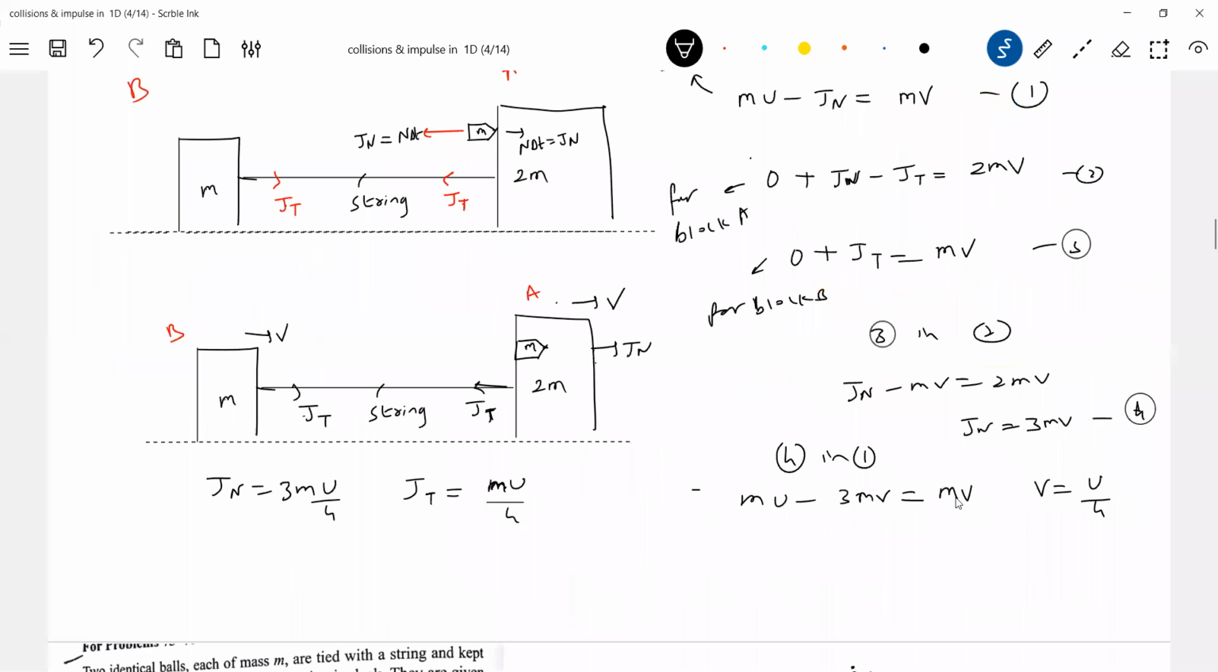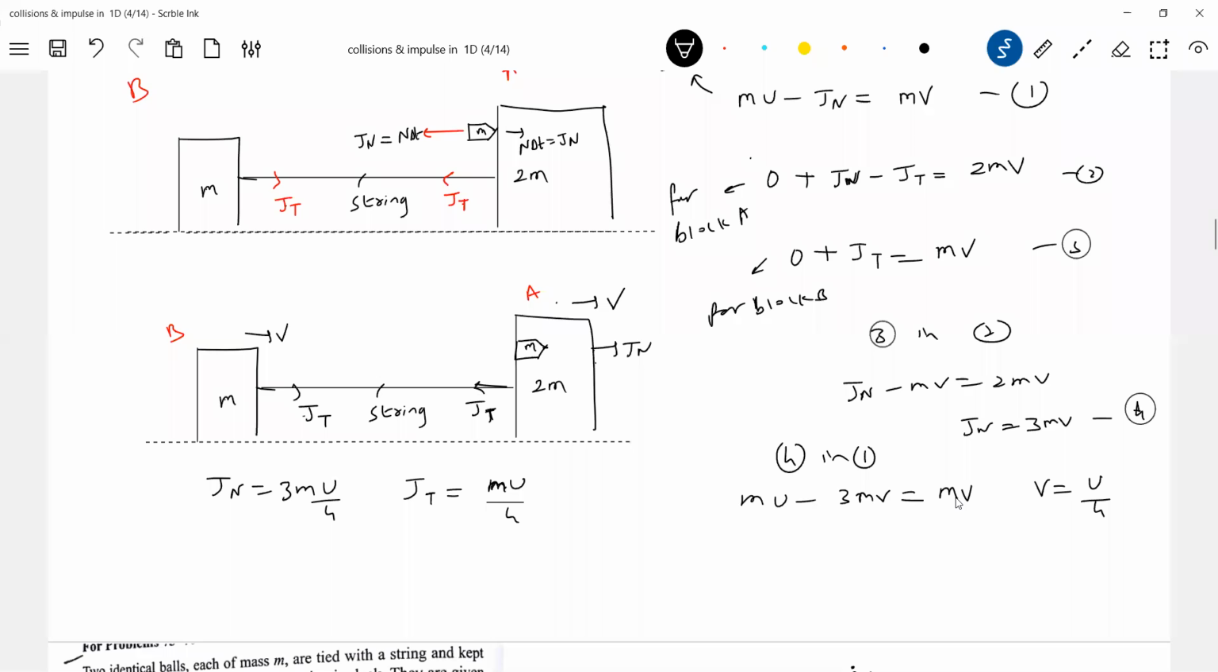Initial kinetic energy of the system, how much? mu square. Final kinetic energy of the system you calculate. The difference in kinetic energy, where has that kinetic energy gone? A part of the kinetic energy will be lost to overcome the friction between the bullet and the block. A part of the kinetic energy will be lost in the string. So they will try to correlate all this. You have to be very careful.